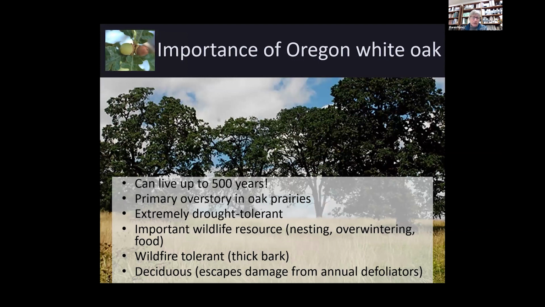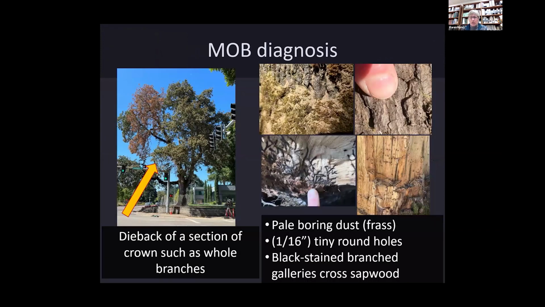Oregon white oak is really important in forest ecosystems. The trees can live up to 500 years. They're the primary tree in prairie systems, very drought tolerant, have been highly recommended for drought resilience, and an important wildlife resource because of especially the acorns. They're wildfire tolerant, and they're deciduous, which means they aren't damaged by defoliators as much. So here are some symptoms.